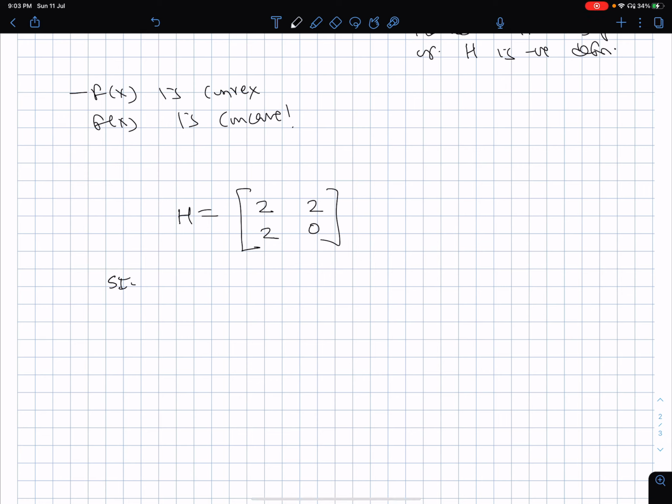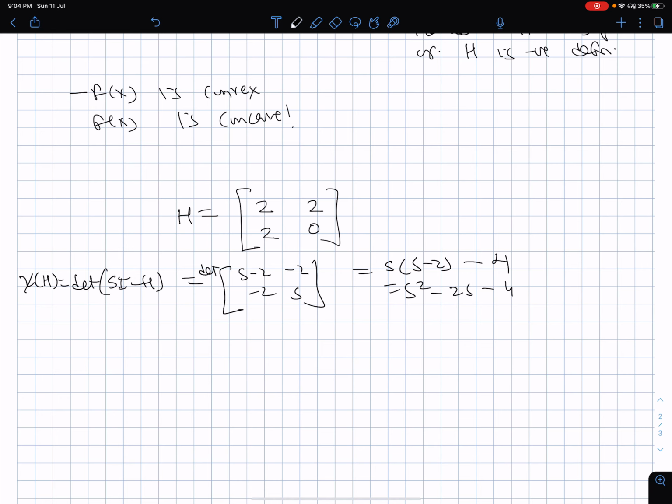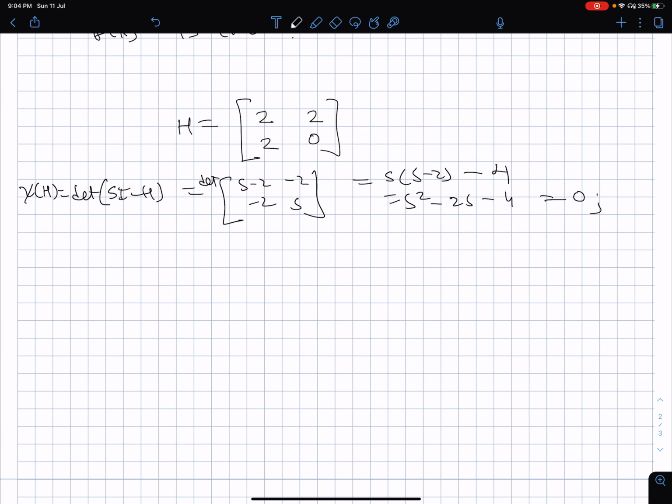So now let's take this. Now sI minus h is going to be s minus 2, s minus 0, minus 2 and minus 2, and the determinant of this is s into s minus 2 minus 4, which is s square minus 2s minus 4, and this is the characteristic polynomial of h, which we should set to 0 to calculate the eigenvalues.